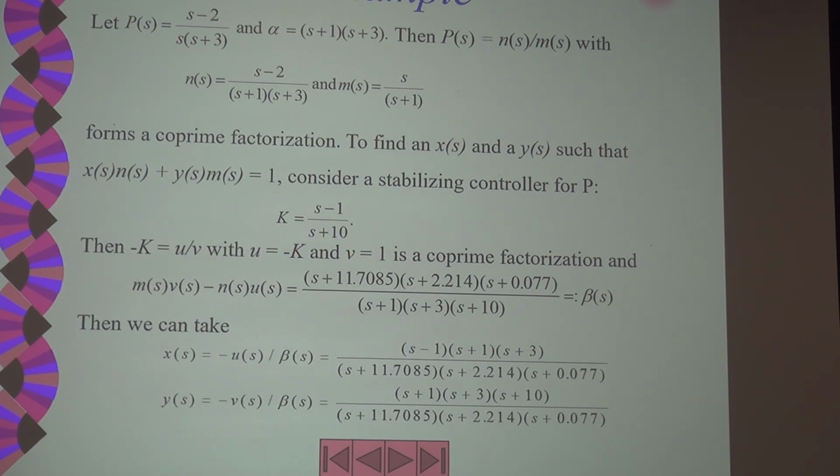So this is a way to find out this beta s. So then everything is stable. Okay, everything is stable. This is just a different way of looking at the numerator and the denominator.